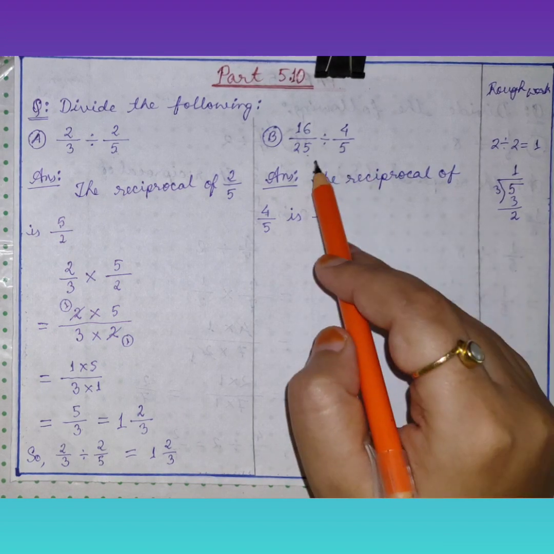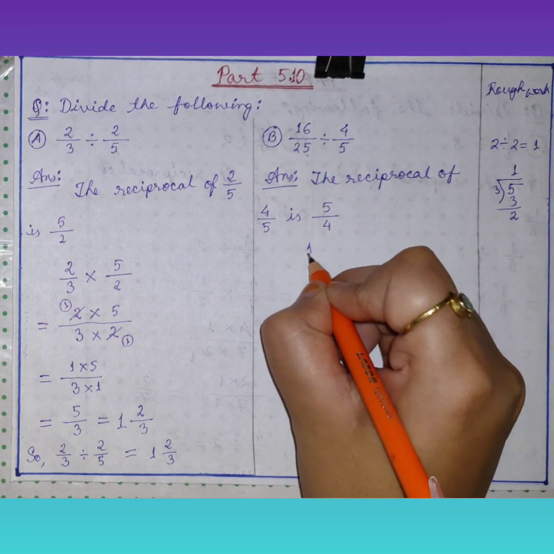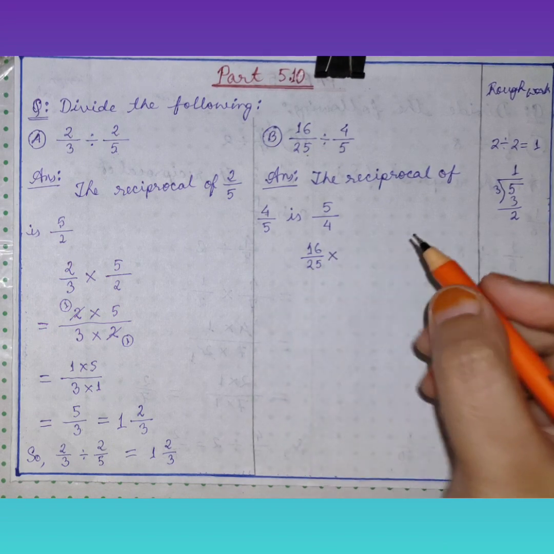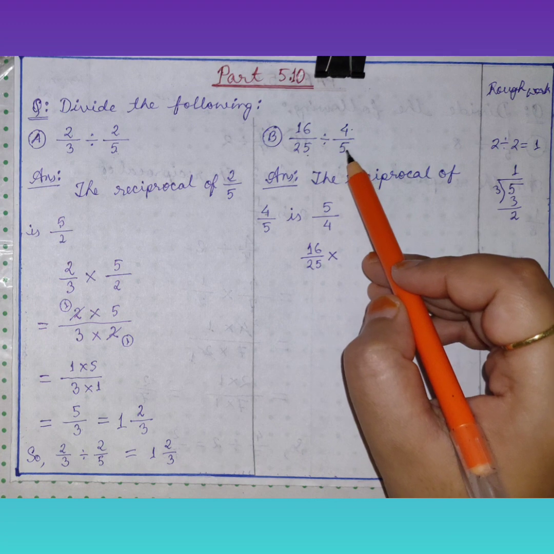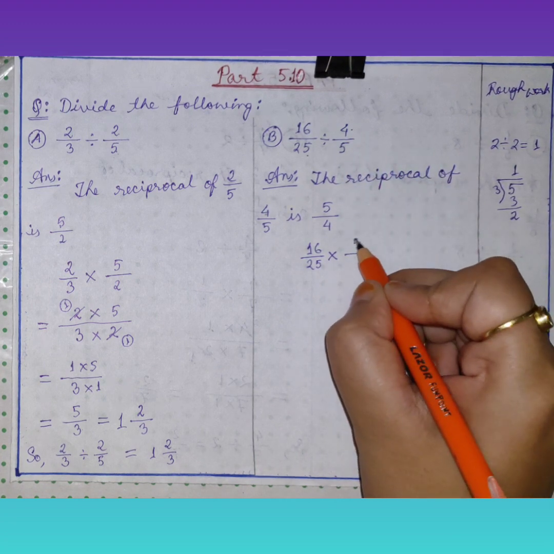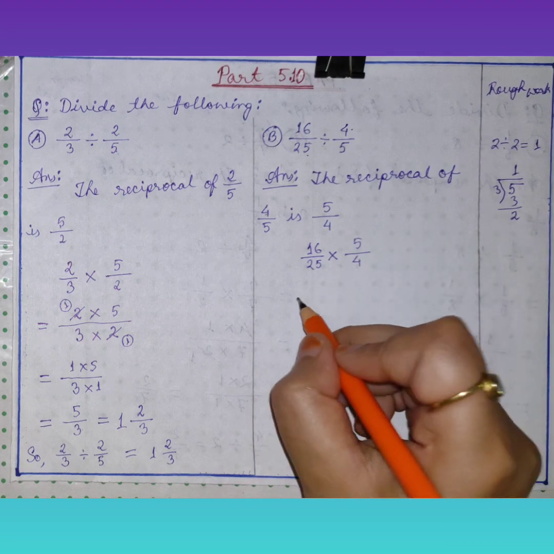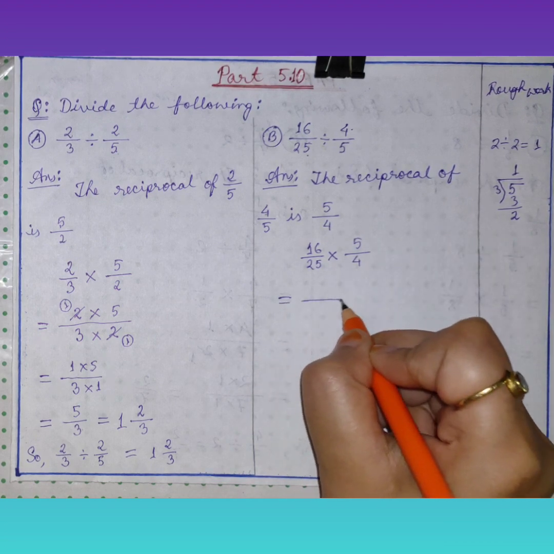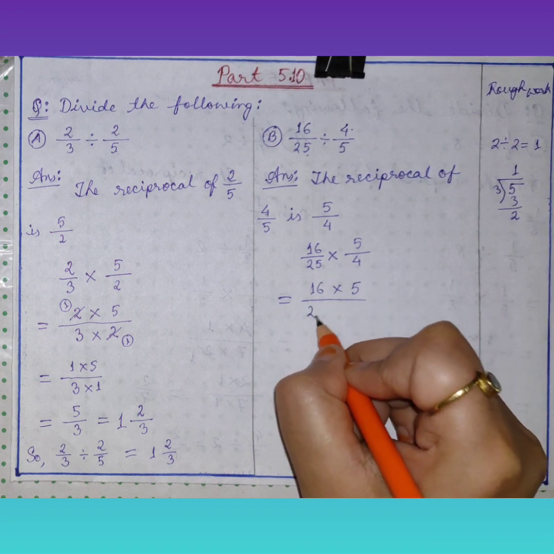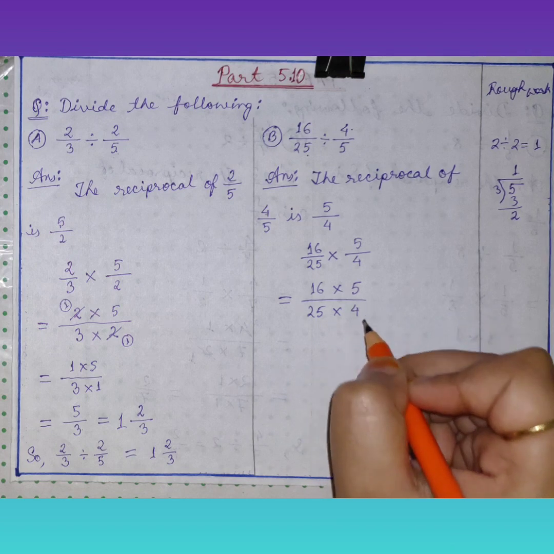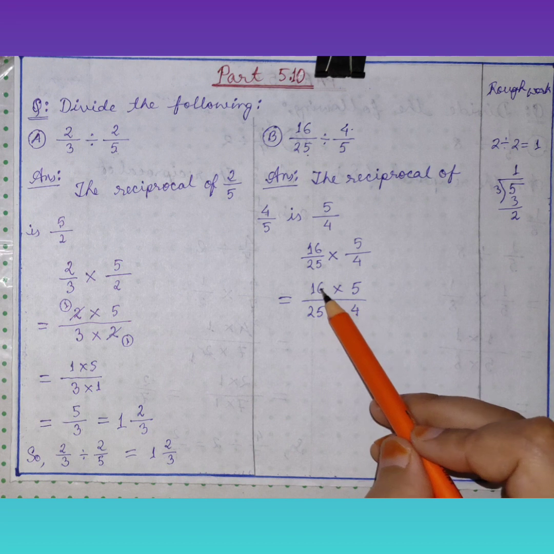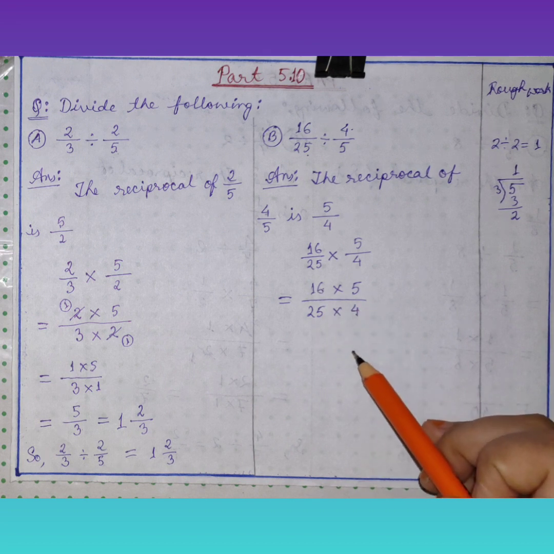Yes, then what? We have to multiply the dividend. The dividend here is 16 upon 25. We have to multiply this by the reciprocal of 4 by 5, and the reciprocal of 4 by 5 is 5 by 4, right? Then we have to multiply the numerators and multiply the denominators. Next step, you have to check whether the numerator and denominator have any common factor or not.